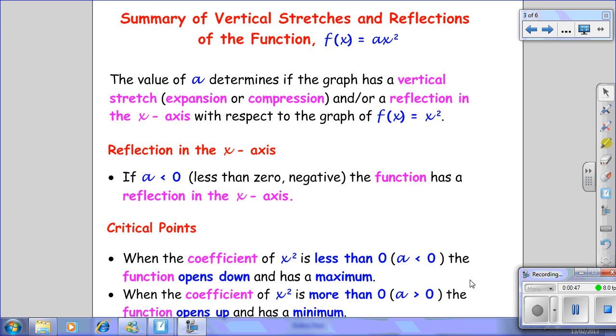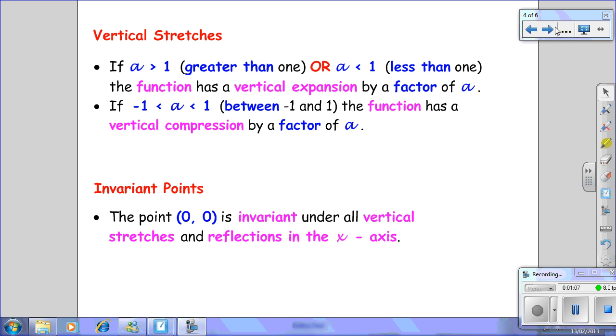Critical points, on the other hand, are your maximums and minimums. When the coefficient of x² is less than 0, that means the a value is negative. The function opens down and it will have a maximum. When the coefficient of x² is more than 0, that is a is greater than 0, the function opens up and has a minimum.